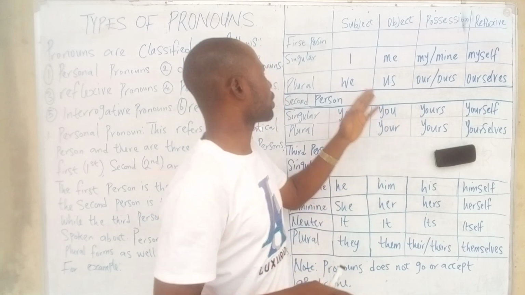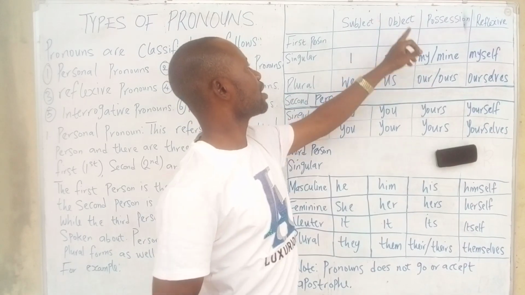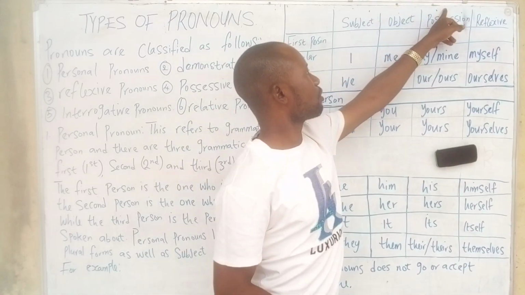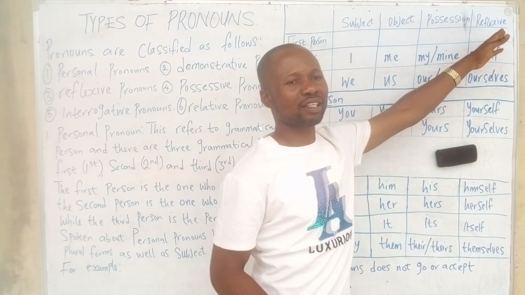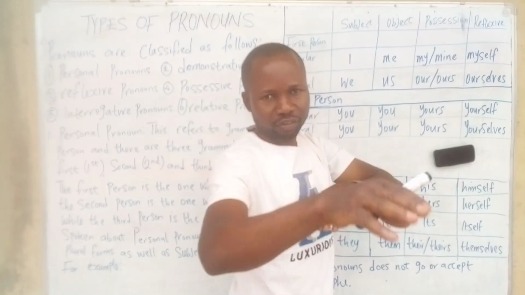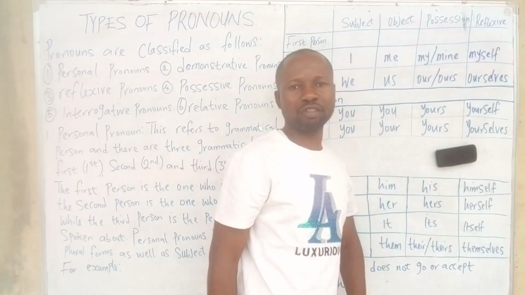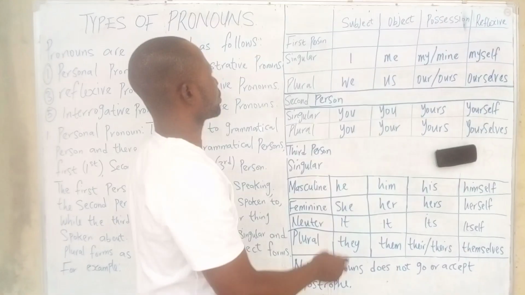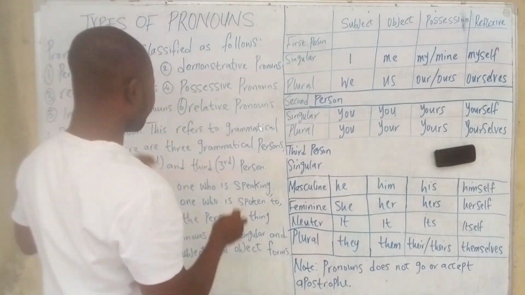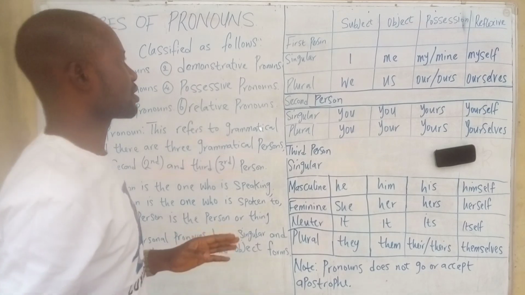So once you understand this is a doer, this is a receiver, this is a possession, and this is reflexive, which means an action that was given still returns back to the giver, that's all. Now let's look at the three grammatical persons.